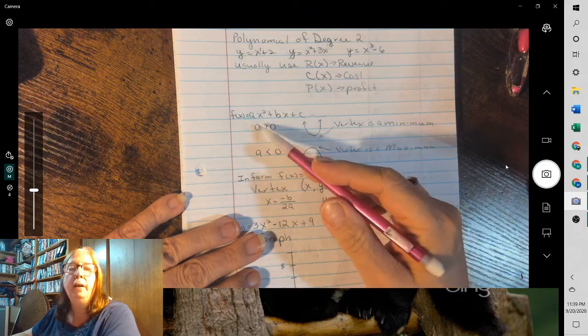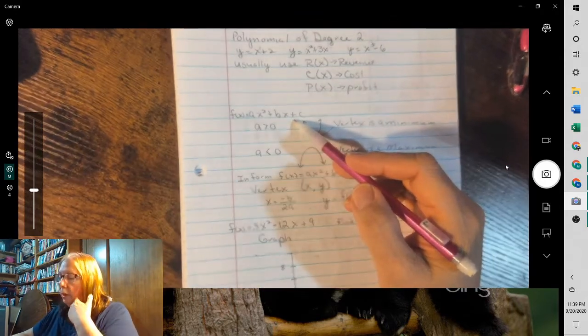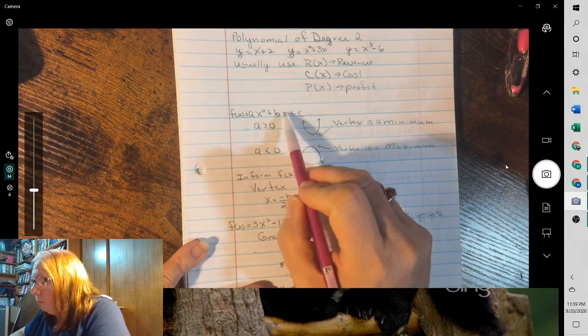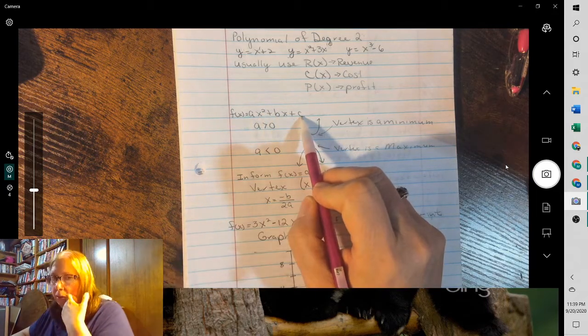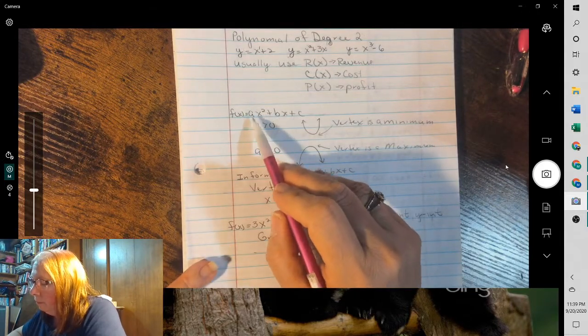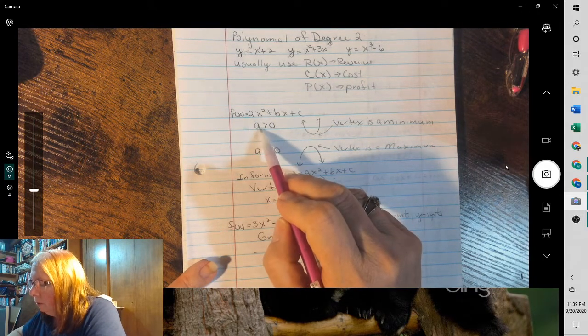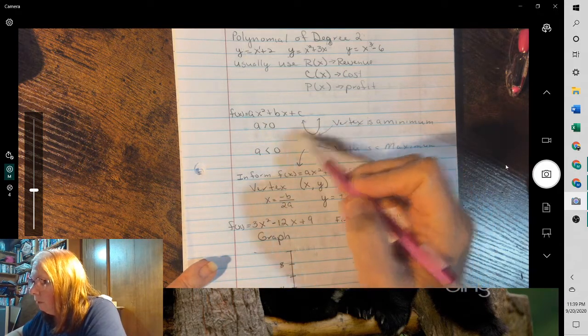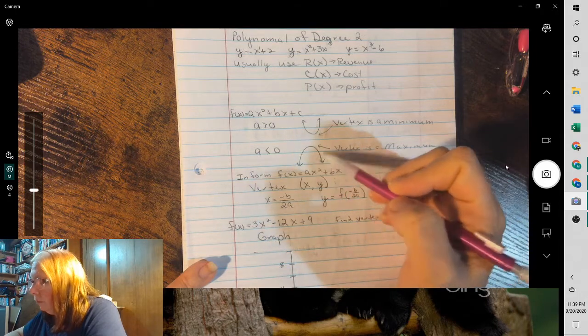When you do have the quadratic, you can write it in this form with your squared term first, then your x, and then your constant. And a is the leading coefficient, but also when a is positive, your graph goes up. When a is negative, the graph goes down.